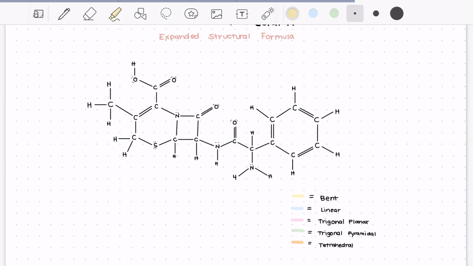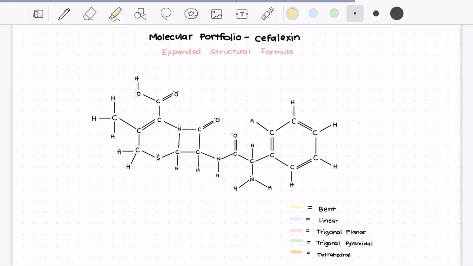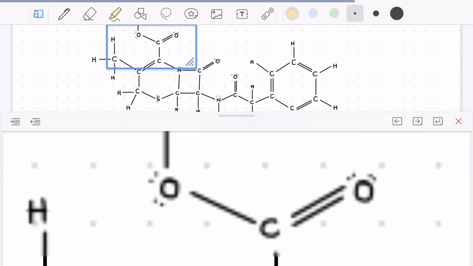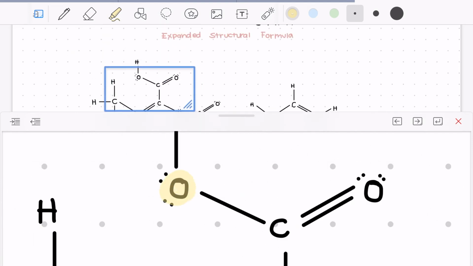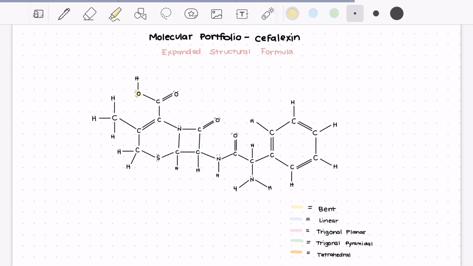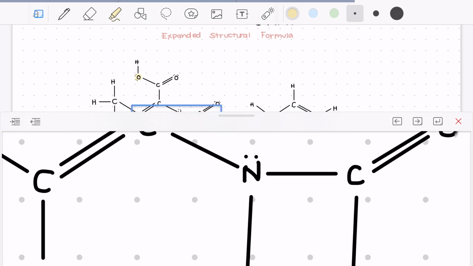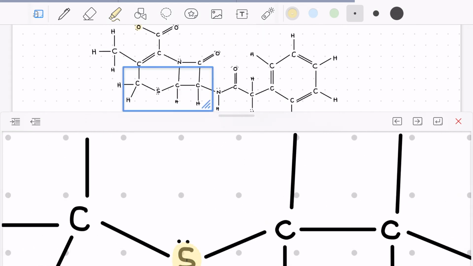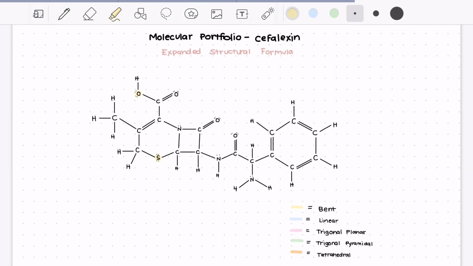Next, I'm going to be going over the expanded structural formula as well as the VSEPR theory and its molecular geometry predictions. So I'm going to be highlighting all of the central atoms that have a bent molecular geometry. This oxygen is considered bent because it has 3 electron groups, even though it only has 2 bonds. It has a single lone pair, as well as this sulfur here. It has 2 bonds, but it has a single lone pair.